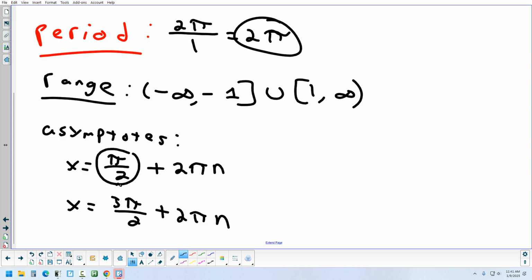Okay, and same thing for the one below it. That's the first copy of the asymptote. The next one is at that number plus 2 pi. The next one is that number plus 4 pi, plus 6 pi, plus 8 pi. It's going to keep repeating every 2 pi. So that's how you write your asymptotes.